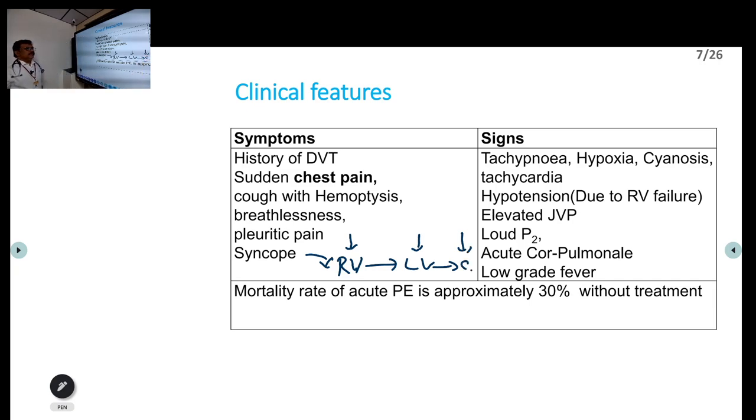That is a problem. Now, signs: patient can have tachypnea, hypoxemia, cyanosis, tachycardia, hypotension due to RV failure, elevated JVP, loud P2, acute cor pulmonale, that is very important. Any condition which produces right heart failure, whether it is acute or chronic, is called cor pulmonale. Here, the most important cause for acute cor pulmonale is pulmonary embolism. Patient can have mild fever also. Mortality rate is very high in pulmonary embolism.